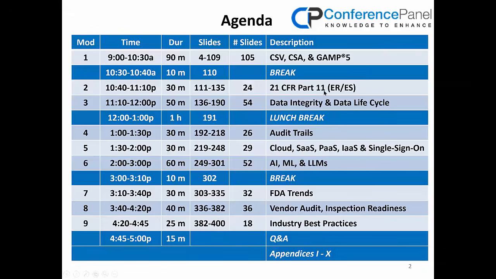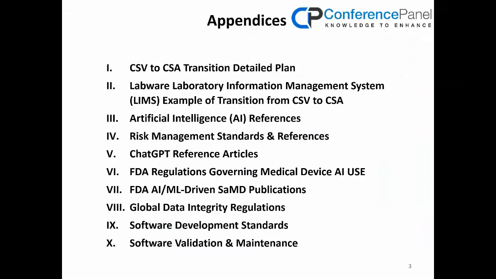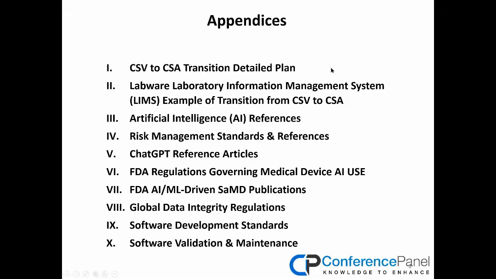And note there are 10 appendices with different information that you can use as references for AI and other types of good information that support the set of slides. Now, for today, again, CSV, this is Module 1. I'm sorry, these are the appendices. Appendix 1, CSV to CSA transition detailed plan. Appendix 2, LabWare lab information management system example showing the transition from CSV to CSA.